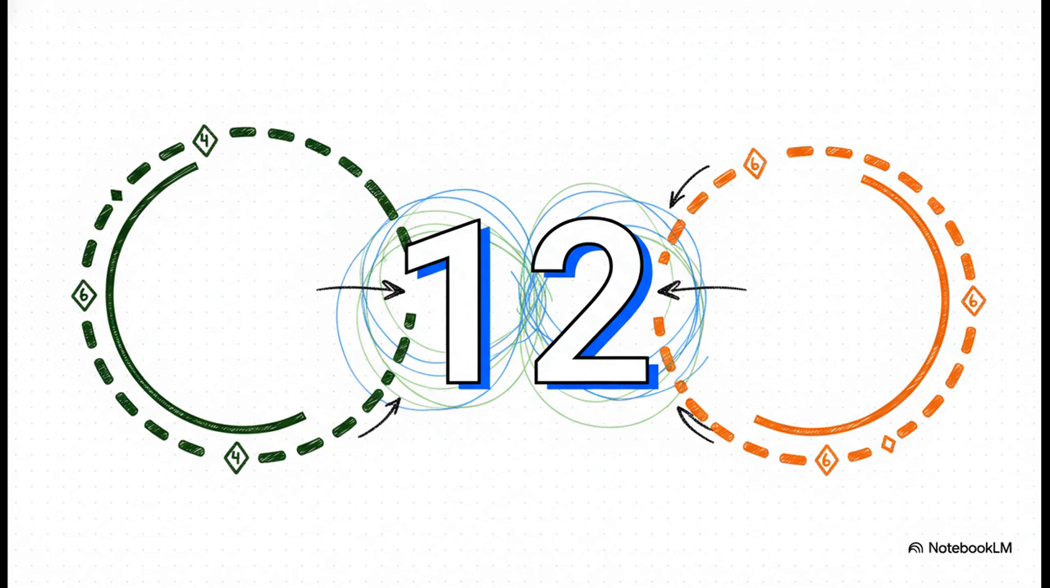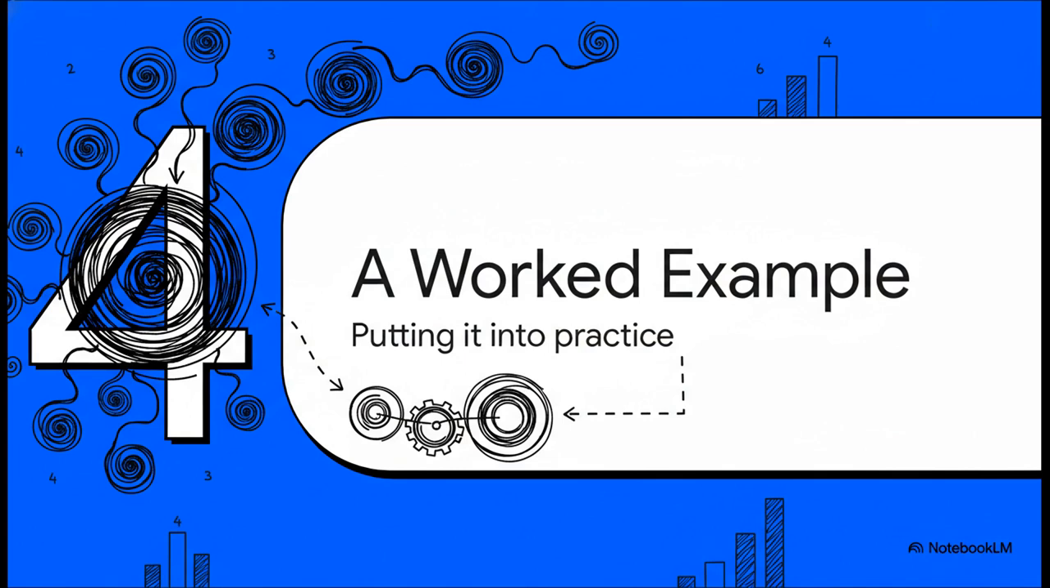So that number 12, that's the one we really care about. It's the smallest number that is a multiple of both 4 and 6. It's their first and most important point of connection. Okay, that's enough theory. I think we've got it down. Now let's get our hands dirty and put it into practice with a brand new example.